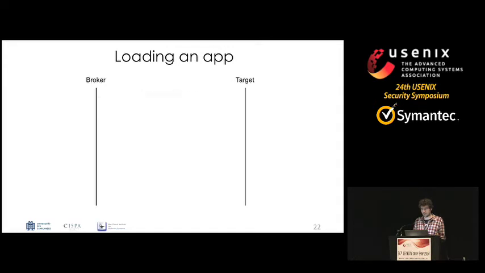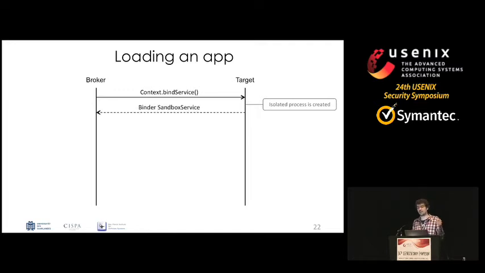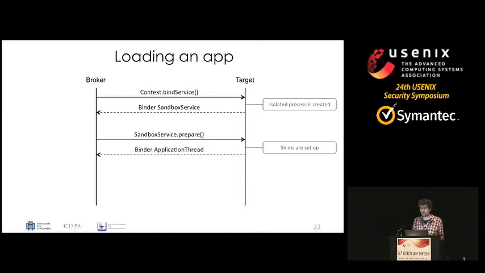And here's how it works in detail. The broker first binds to the sandbox service using the regular Android bind service API, and that causes the isolated process to be started by the system, and it will bring up our sandbox service and then return a binder that allows the broker to communicate with the sandbox service. And then we call one of our functions that tells the target to prepare loading an untrusted application. That causes the IPC shim and syscall shims to be set up, the hooks to be placed. And most importantly, that call returns a binder to the application's application thread.